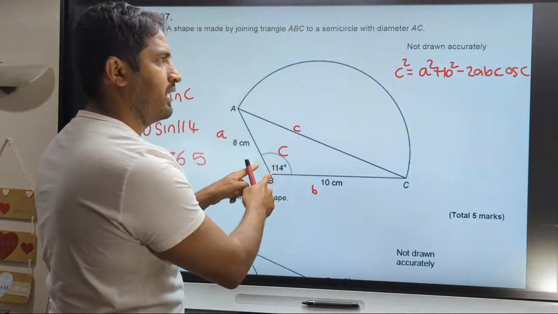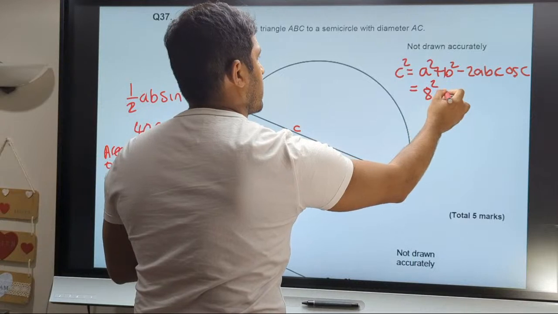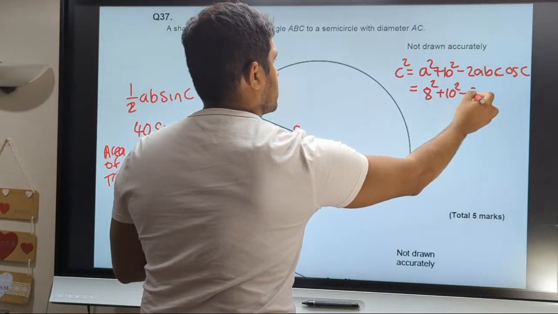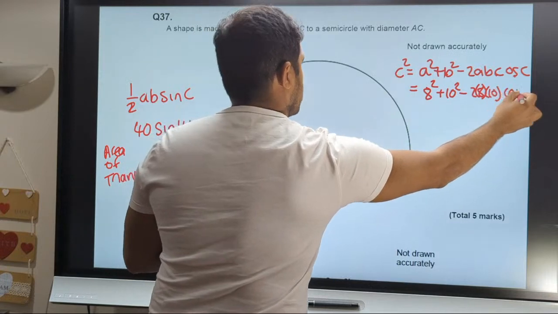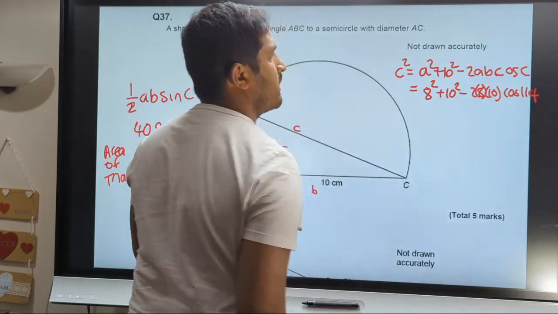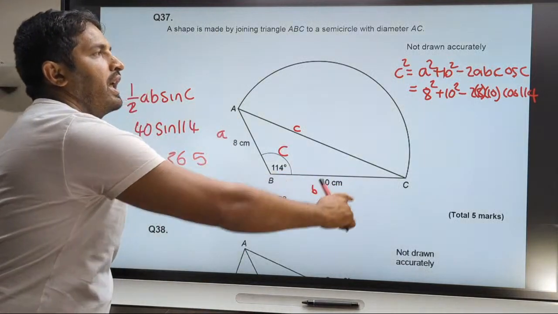So that angle there. Substitute all the values in again. We've got 8 squared plus 10 squared minus 2 times 8 times 10 times cos of 114. Just put that in the calculator again. You should be able to work out what the length is.